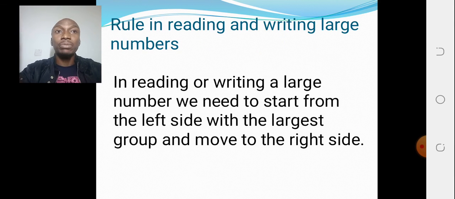Now let's see rule number 1 in writing and reading large numbers. In reading or writing a large number, we need to start from the left side with the largest group and move to the right. If you notice, each of the numbers are grouped in threes, beginning from the right hand side. So in reading or writing a number in million, you start reading from the first group of numbers, which is on the left hand side. Let's see examples now.